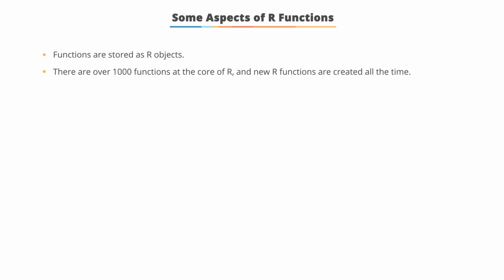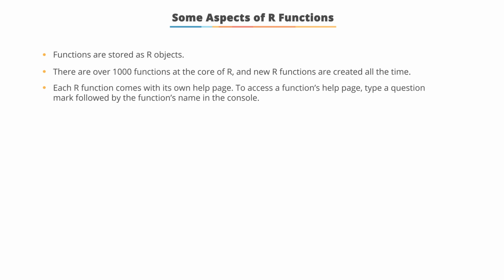Which is just summary or average or min or max of a vector, some aspect of your data. But that's just within base R, because the CRAN repository has hundreds of thousands of functions that are being created all the time. And each of these R functions comes with its own help page.